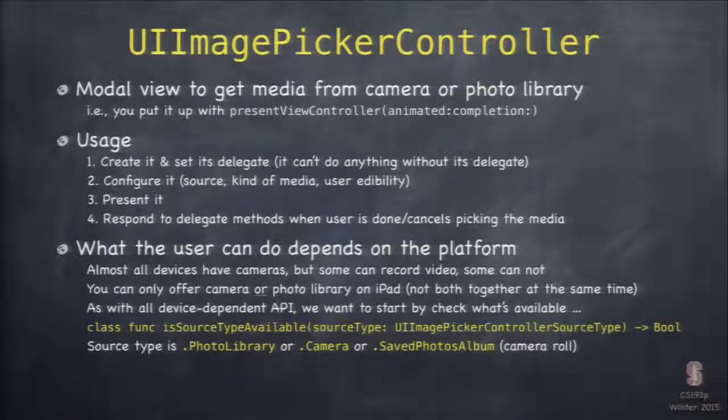It has a class function called isSourceTypeAvailable, and there are three different sources for images or video to come into your app. One is the camera, obviously. Another one is the saved photos album. That's essentially the camera roll, right? Things that they've taken with the camera. And then there's the photo library, which is the same thing they see in the Photos app. Okay? So you can pick which one of those things you want to get your image or video from. And they're a little bit different. Well, the photo library and the saved photos album are treated pretty much exactly the same, but the camera is a little bit different in how it's presented. So we'll talk about that in a moment.